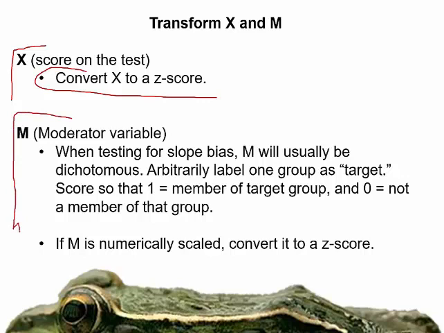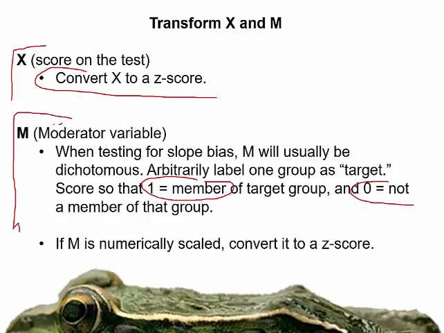If we're testing for slope bias, usually we are dealing with a dichotomous variable, where we have two groups and we want to see if we have a stronger slope in one group and a weaker slope in another group. So we're going to focus on that type of dichotomous comparison here. We need to arbitrarily pick one group to be the target group, so that you'll get a score of 1 if you're a member of the target group, and 0 means you're not a member of that group. So maybe we'll score it so 1 is you're a member of the dancing group, and 0 means you're not a member of the frog dancing group. That's one way we could do that.